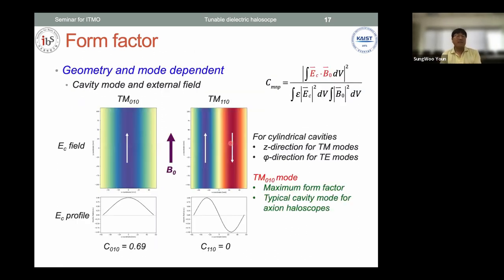Another critical quantity is the form factor. It tells how well the electric field of the resonant mode of your cavity is aligned with the external magnetic field. For example, for a cylindrical cavity, the TM010 mode has an electric field that goes in only one direction. With the static magnetic field going this way, the integration over the area gives you the maximum value. On the other hand, the TM110 mode has positive and negative regions, and the integral gives you zero. So this mode is not sensitive to the axion signal. That's why the typical cavity mode for the axion haloscope is TM010.